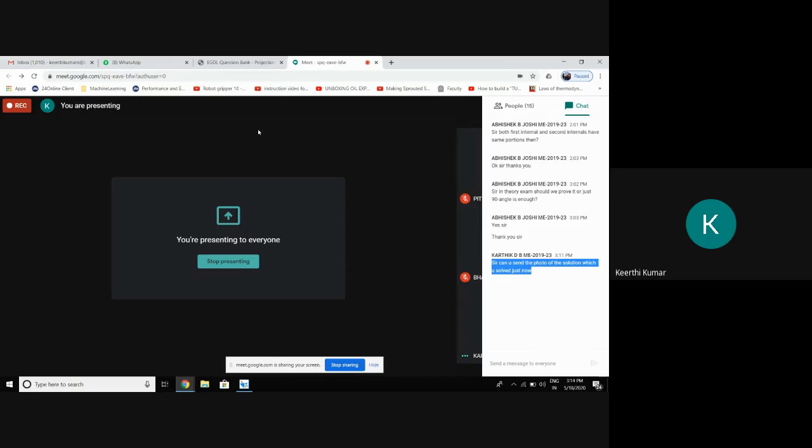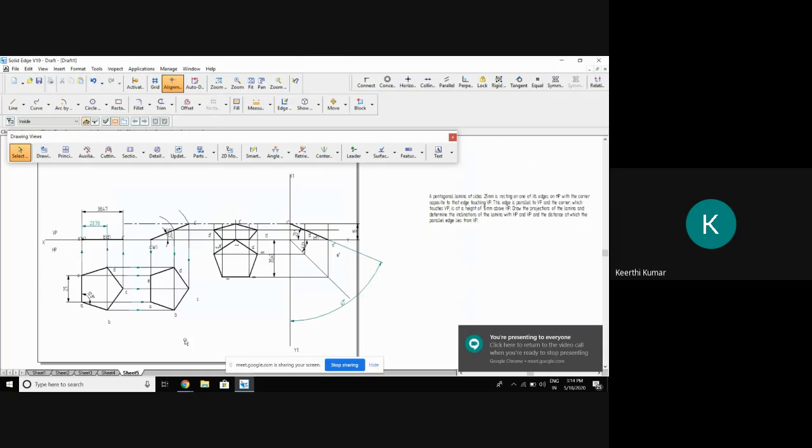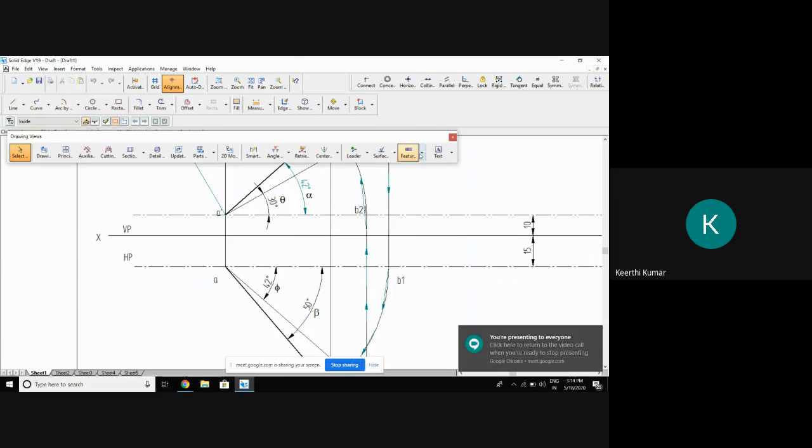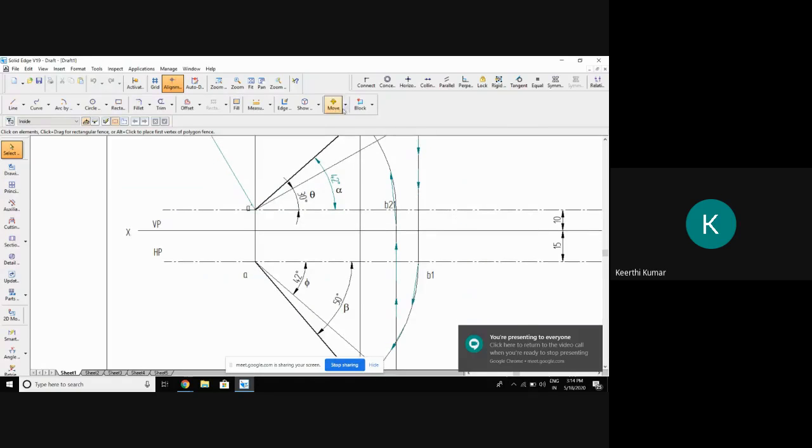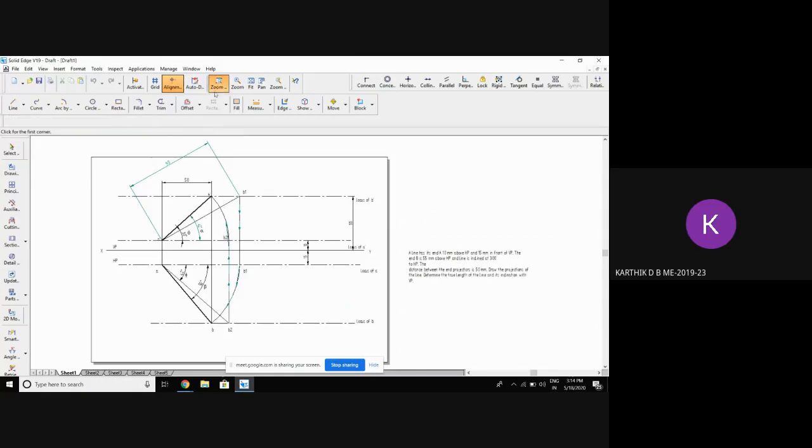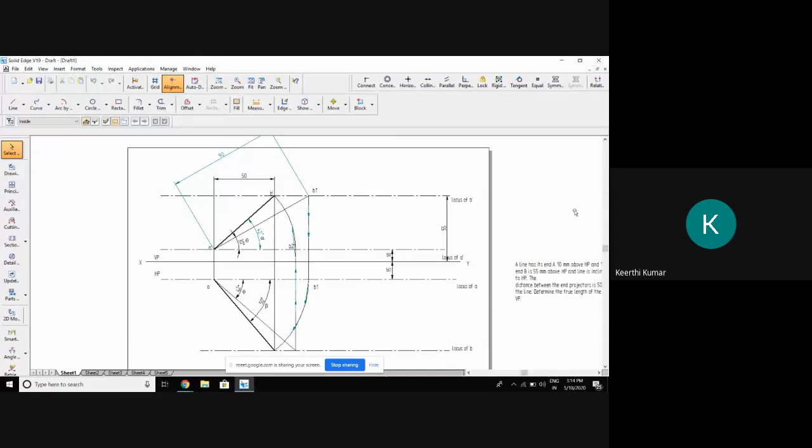Okay. Yes, sir. You can only take a photo, I guess. Can you see this? If you can see, you can take a picture. Okay, sir, I'll take it. Just wait, I'll zoom that. Okay, you can take the picture. Is it clear? Yes, sir. Okay, just take the picture.